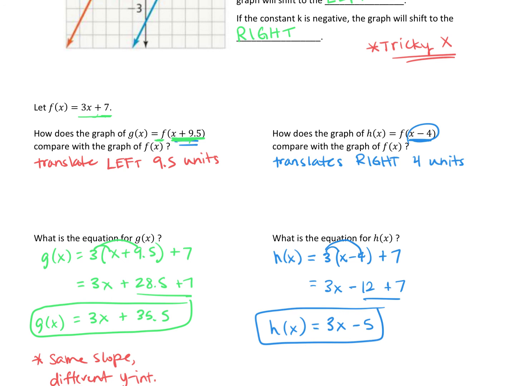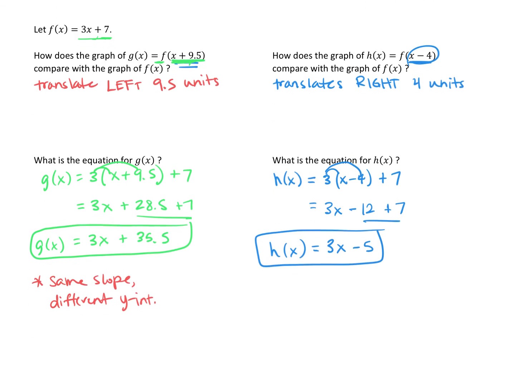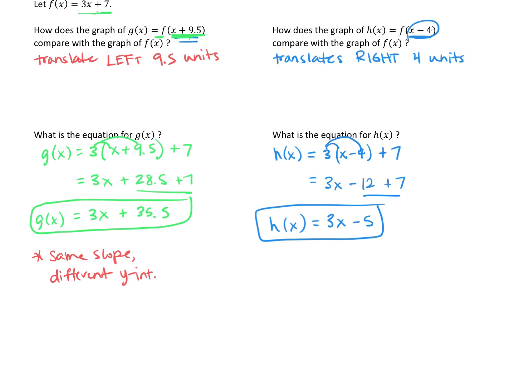All right, one thing I want to point out, like on the last one, when you do a horizontal translation, notice that it doesn't change your slope. The slope is still the same, but our y-intercept did change. So let's just make a note that this same slope, different y-intercept applies to both of these functions because they both had a horizontal translation.